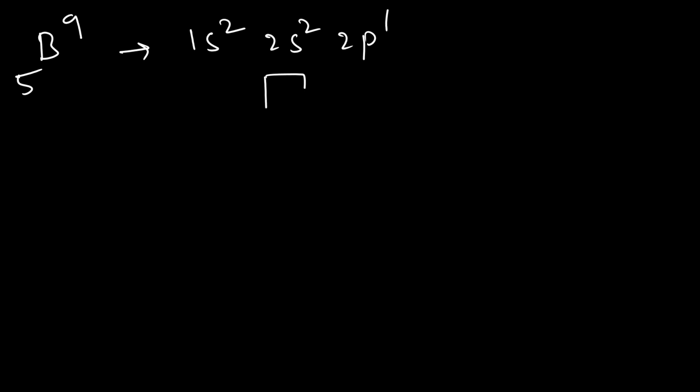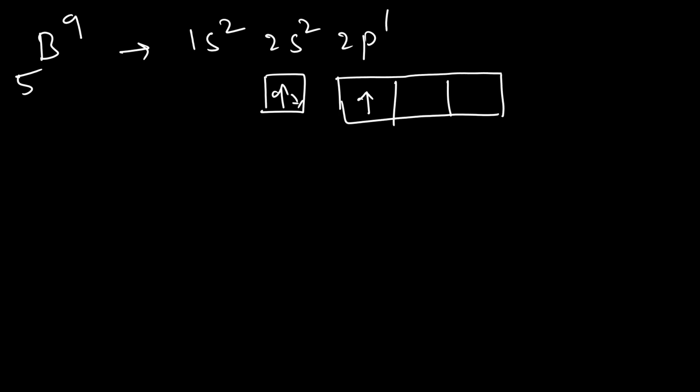Next element is boron. Boron with atomic number 5, mass number 9. So 1s2, 2s2, 2p1. In the outermost shell there are 2 electrons, and in the p subshell there are 3 orbitals which can accommodate electrons, and since there is only one electron, that electron enters the p subshell. In the KLMN method, boron can be represented as B 5, 9, with 2 electrons in K shell and 3 electrons in L shell.